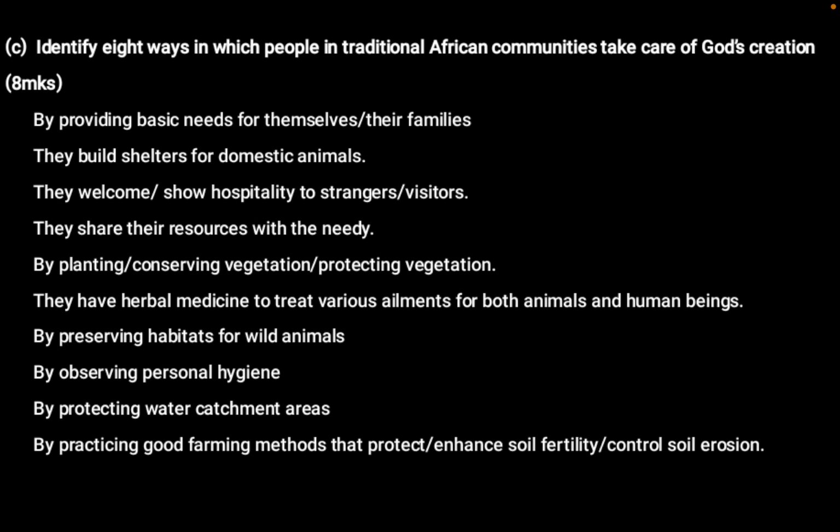Providing basic needs for their families. So you'll start by providing for their families. They build shelters for domestic animals. So say build shelters. Show hospitality to visitors. You say they or by. Share resources with the needy. Just write share with the needy.